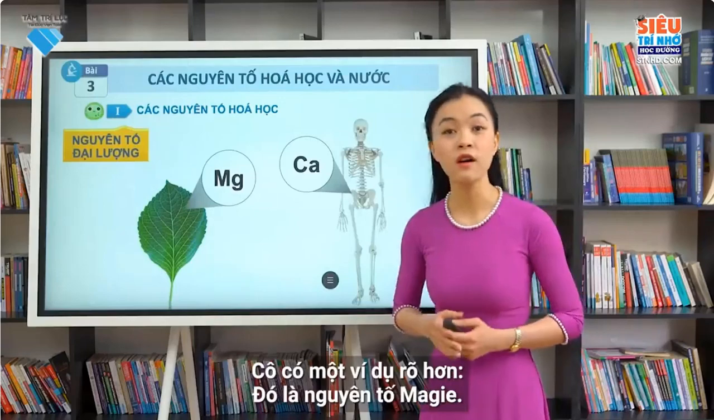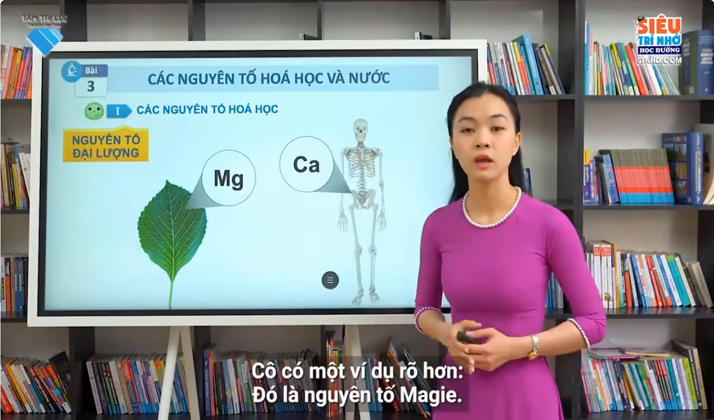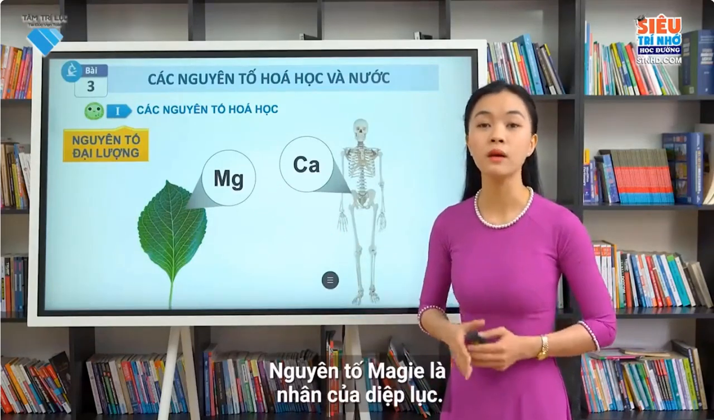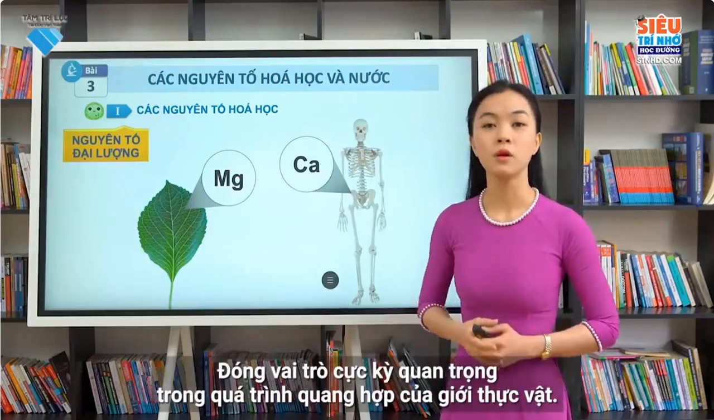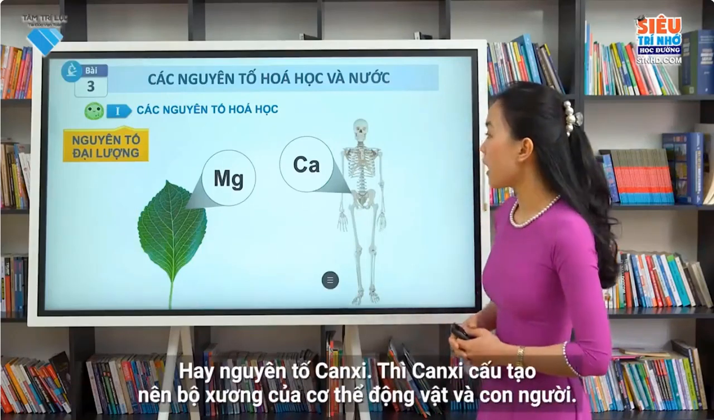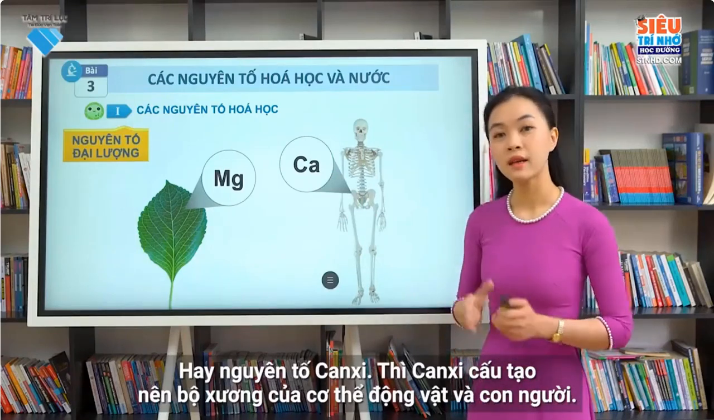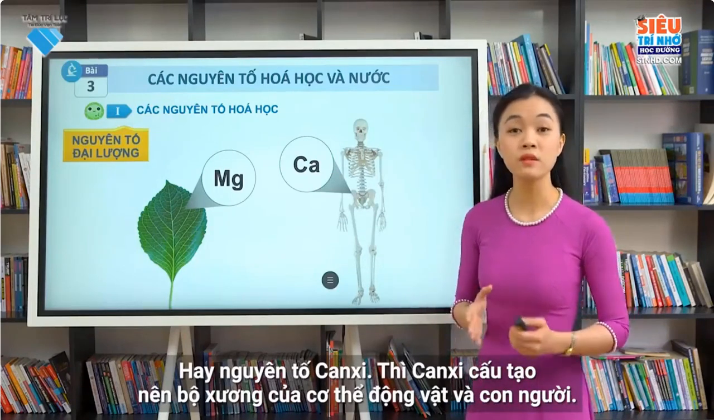I have a better example. Magnesium element. Magnesium element is the nucleus of chlorophyll, which plays an extremely important role in photosynthesis in plants. Or calcium element. Calcium makes up the skeleton of animals and humans.